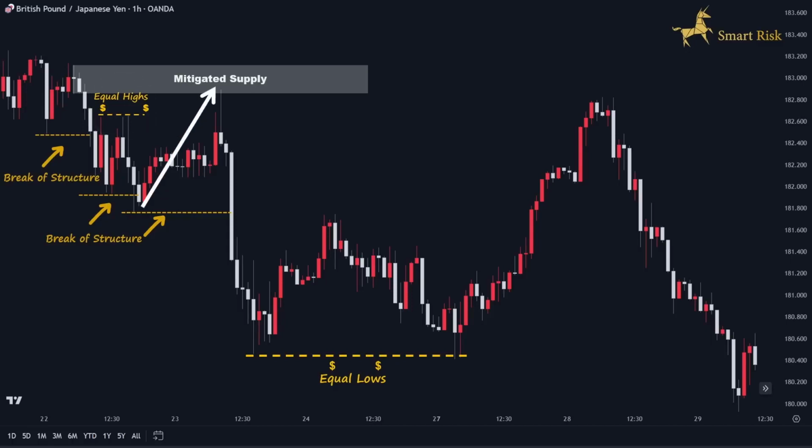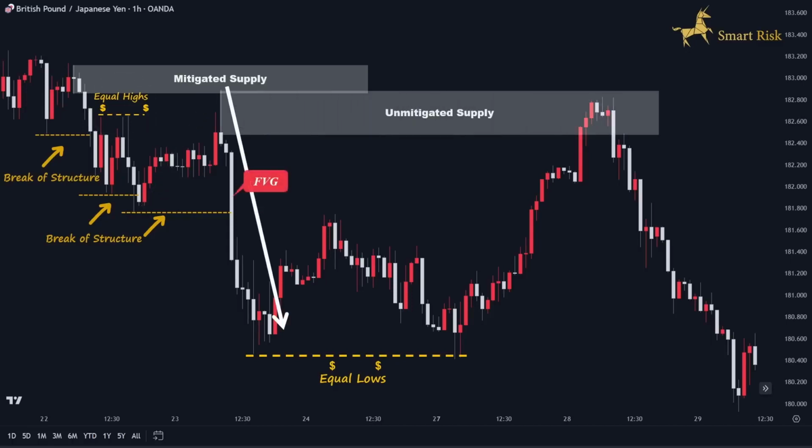After mitigating this demand zone, it reversed its direction and moved downward with momentum, leaving a significant inefficiency behind. Upon closer examination, this price action corresponds to our first optimum trading scenario. A liquidity pool was created just below the unmitigated supply zone.